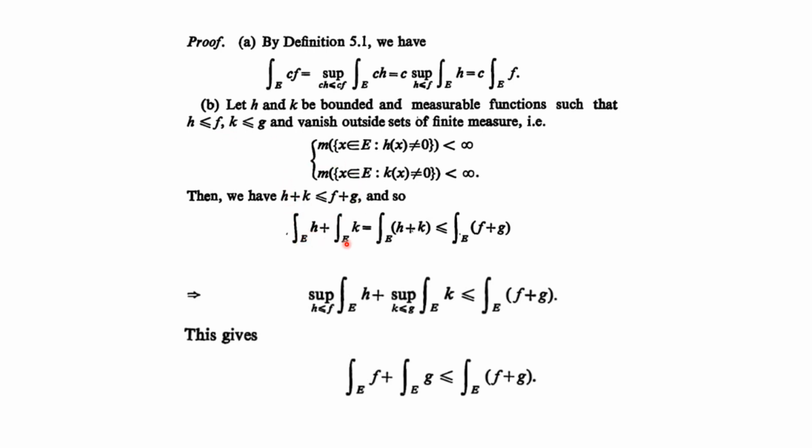So the integral of h plus k, since these are bounded, right? In the case of bounded functions, we know that the integral of h plus k is the same as the integral of h plus the integral of k over E. So we can put this value over here. It should be less than or equal to the integral of f plus g over E. Why? Because h plus k is less than or equal to f plus g, and the integral of f plus g is nothing but the supremum of all these. So the integral of h plus k over E should be less than or equal to the supremum of the integral of h plus k, which is nothing but the integral of f plus g over E.